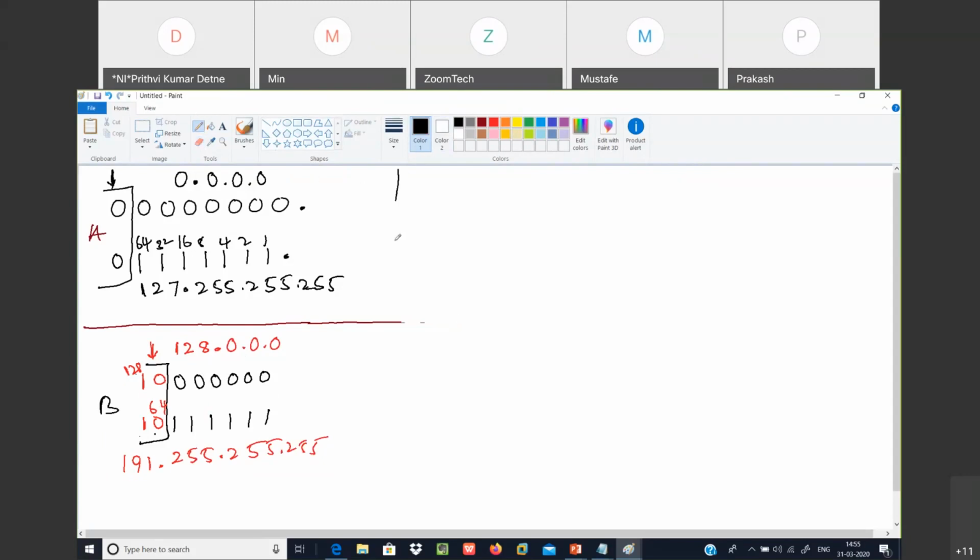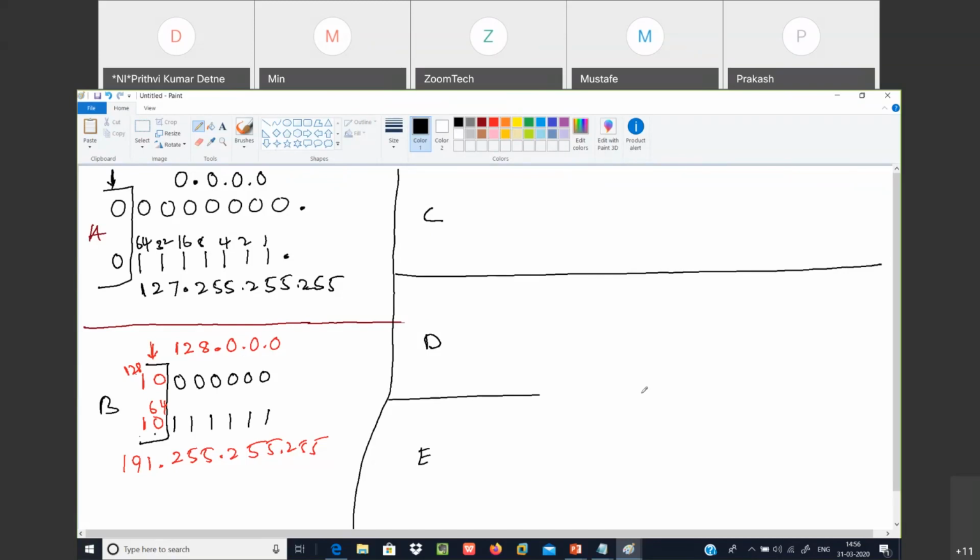Now your task is to do the calculation for class C, class D, and class E addresses, and tell me the ranges. Do it fast. Class C, class D, and class E. The class C priority bits are 110, for class D 1110, and for class E 1111.